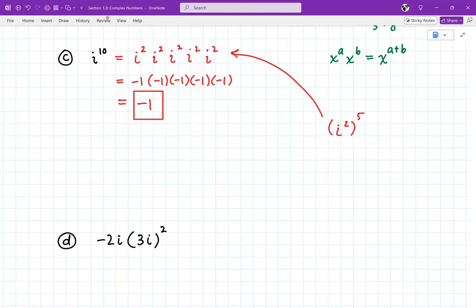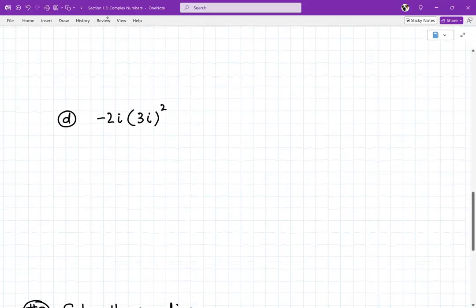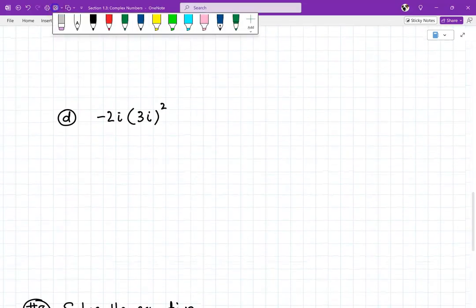All right, so where was I at? Sorry about that. Let me erase this just to not confuse anybody. Let's do this last one, and then we're going to do the solving, and then we're finished.